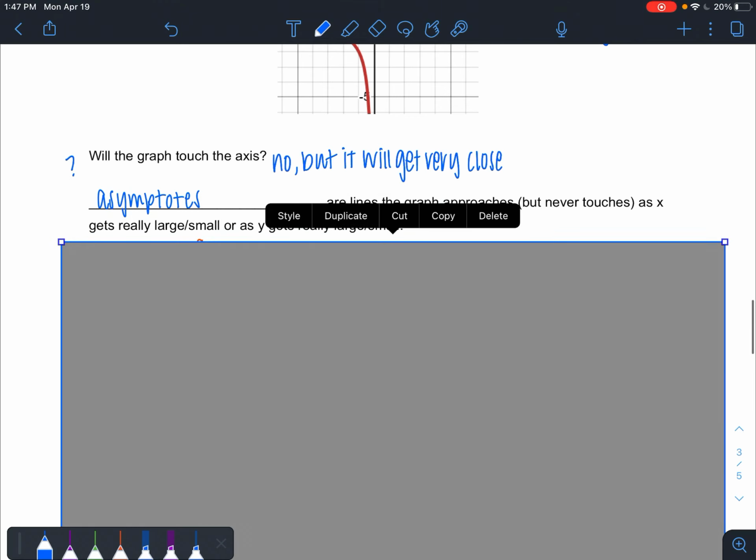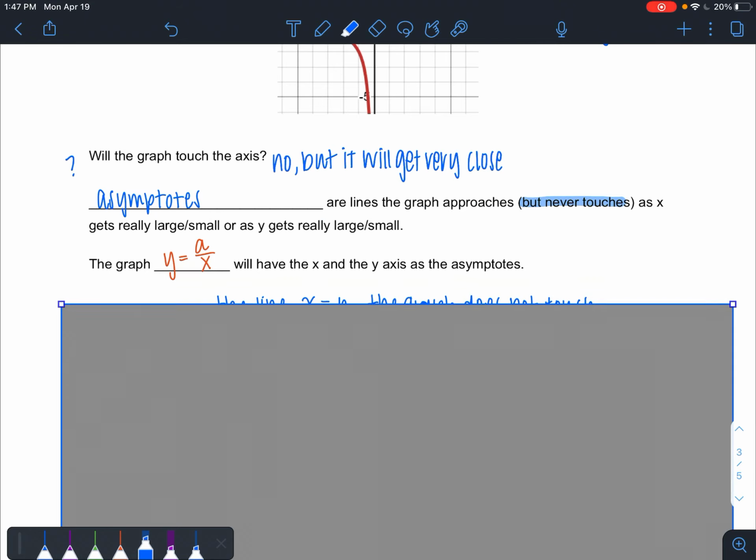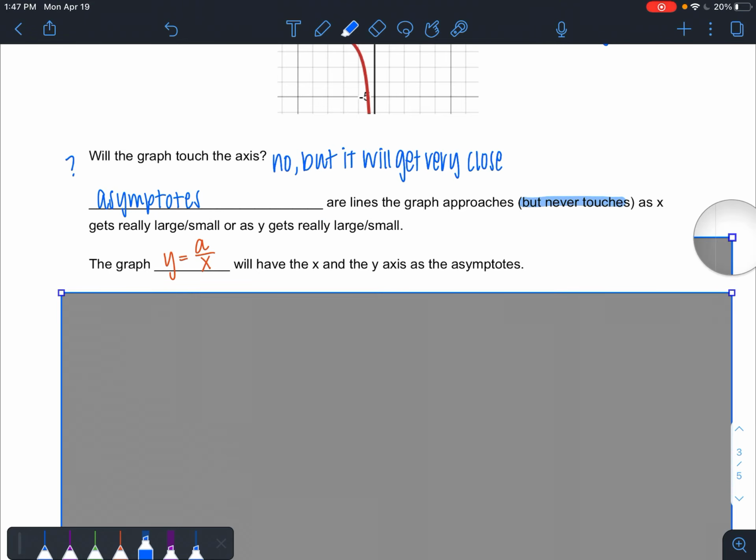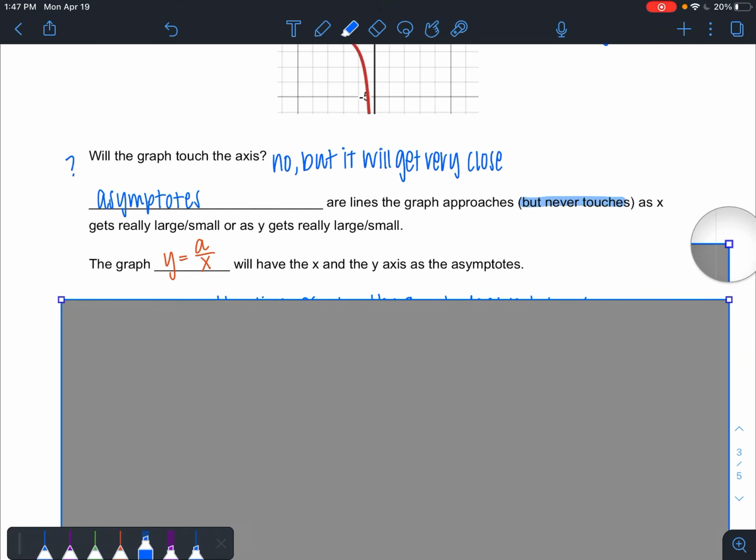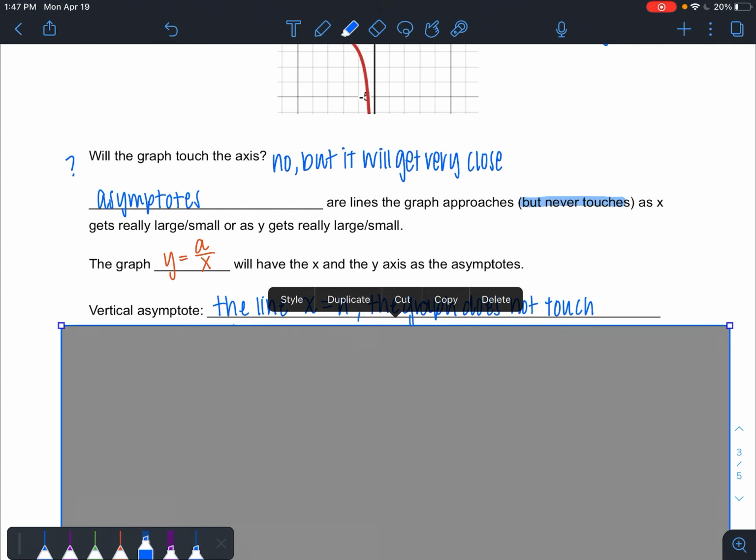Okay, and so that creates something called an asymptote. Asymptotes are lines that the graph approaches, however, it never touches as x gets really small or as y gets very large. So y equals a over x will have the x and y axes as the asymptotes.